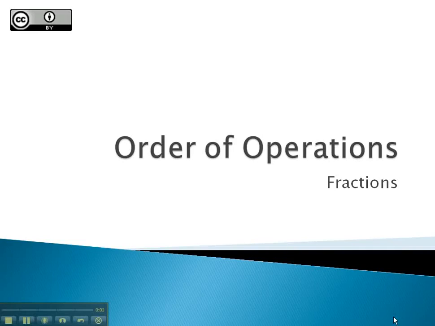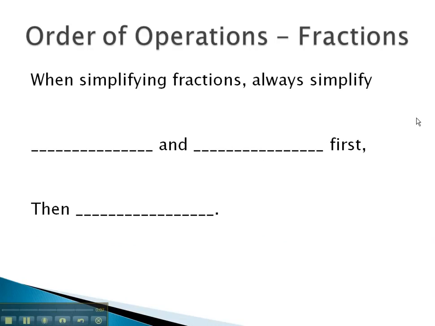In this video, we are going to take a look at the order of operations on some problems that involve fractions. When simplifying fractions, it will be important to always simplify the top and bottom first. Then, after those are simplified, we're allowed to divide those numbers. Let's take a look at some examples where we simplify the top and bottom and then divide our results.